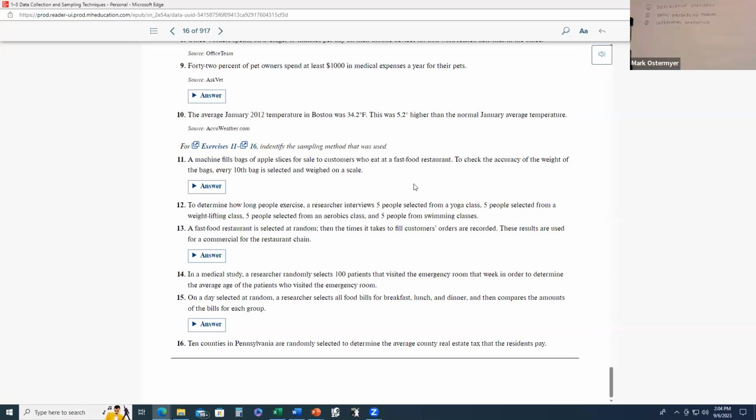Is it systematic sampling, stratified sampling, or cluster sampling? What would be your guess? Systematic sampling. Yeah, it's systematic sampling because you're choosing every 10th bag. You're only polling every 10th bag. That's systematic all the way. All right.